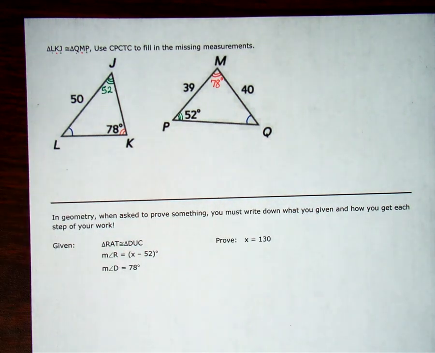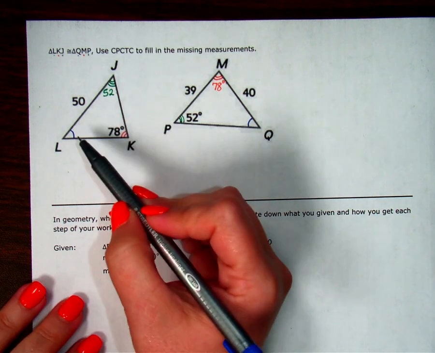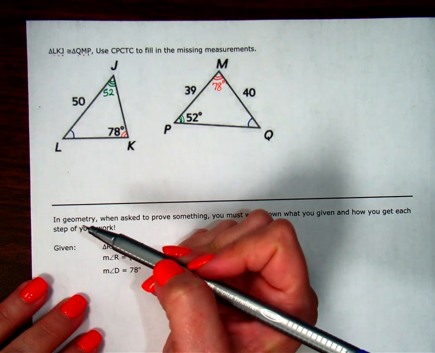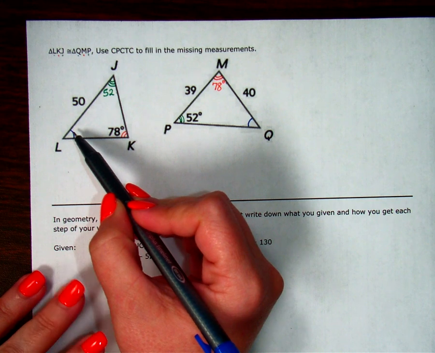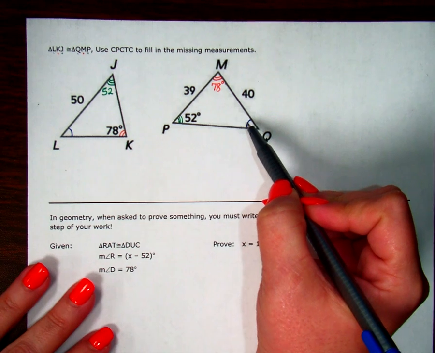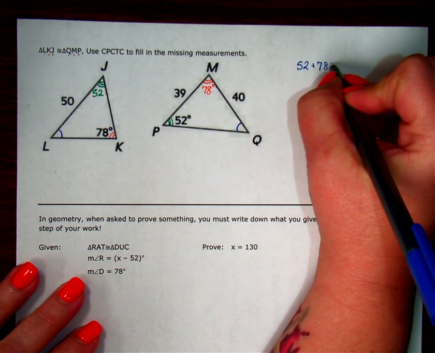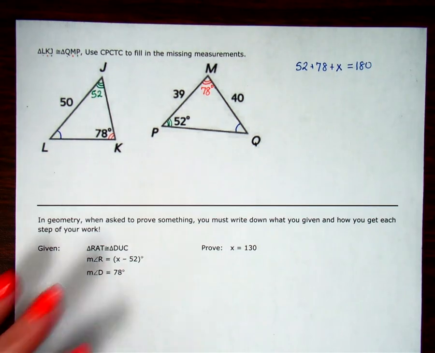But remember, math and geometry in general, and really all math, is cumulative. You have to remember the other stuff you've learned. And we learned in middle school, and we reviewed it last week, the triangle sum theorem that says the 3 angles in a triangle together are going to add up to 180. So I know my 52 plus my 78 plus whatever those missing angles are is going to add up to 180.